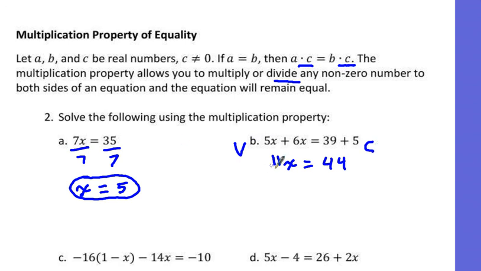This 11 needs to go away because we want 1x by itself. 11 times x, so the inverse operation is division. We divide both sides of this equation by 11. 11 divided by 11 is 1. X equals 44 divided by 11, 4.